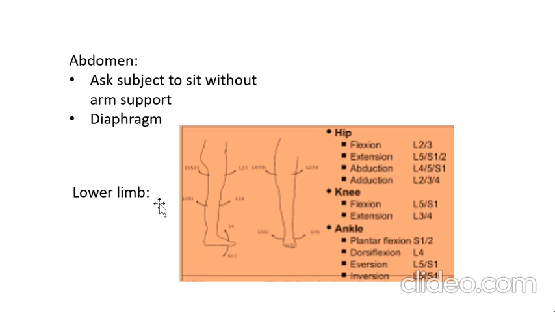Coming to the lower limb, the same way as we did for the upper limb, all the flexors, extensors, abductors and adductors. At hip level, flexion and extension; at knee level, flexion and extension; and at ankle level, plantar flexion and dorsiflexion we can check, right? The same way, applying resistance while the subject is asked to do the respective movement, okay?